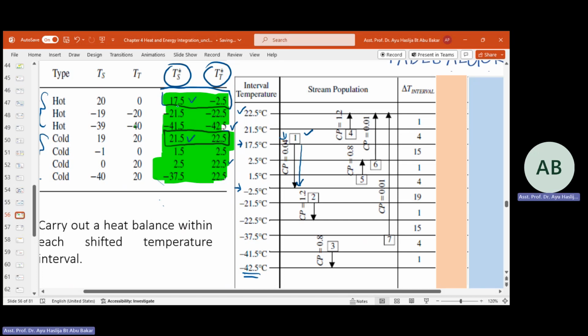Next stream from negative 25 to negative 22.5. Okay, stream 2. Drag down. Okay, this one is for hot. Let's see for the cold. The last stream from negative 37.5 to 22.5. Drag up, until 22.5.